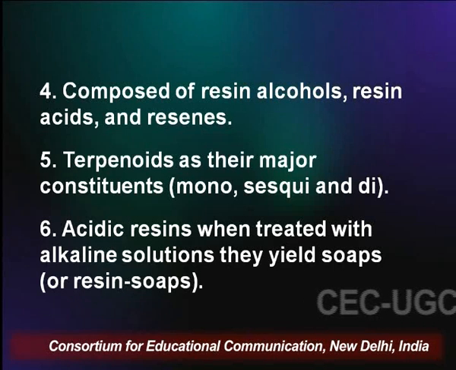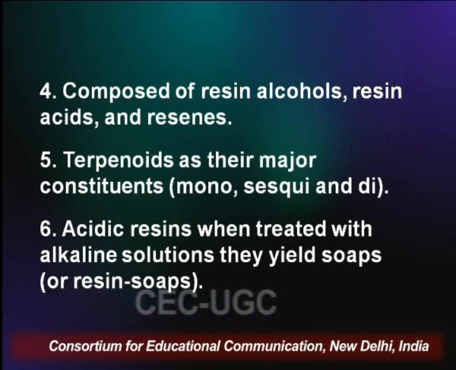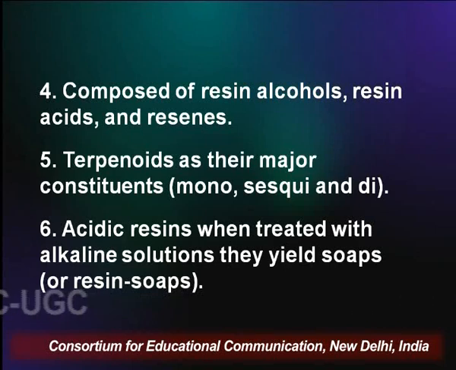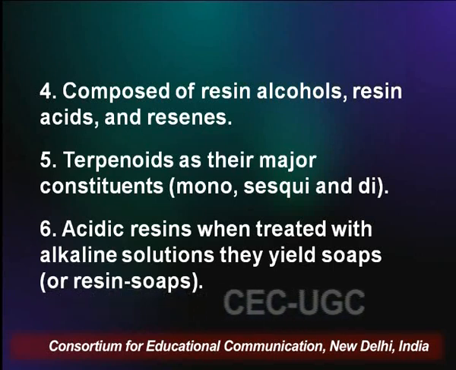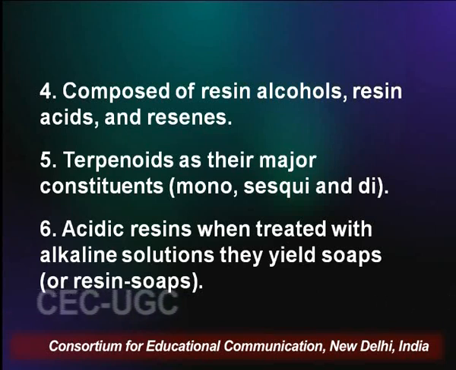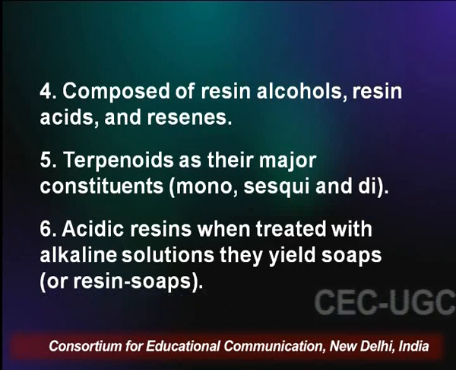Now terpenoids, as mentioned in the definition, are the major constituents of the resin. If the resin is having large proportions of essential or volatile oil in its composition, then mono and sesquiterpenoids are the major components, whereas if the resin is the normal resin, that is, it is having very less volatile oil in its composition, then diterpenoidal components are the major constituents.